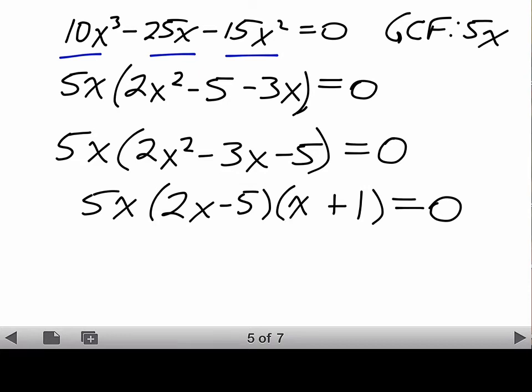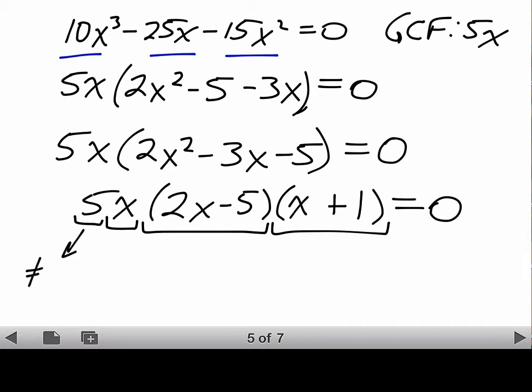Okay, now if we were in a classroom right now, I'd ask the class, how many factors do we have? Most of the students would probably get the wrong answer. X plus 1 is a factor. 2x minus 5 is a factor. X is a factor, and 5 is a factor. So with 5x times the two sets of parentheses, we have 4 factors. Well, any number of things multiplied together giving you 0 means that at least one of them is 0.